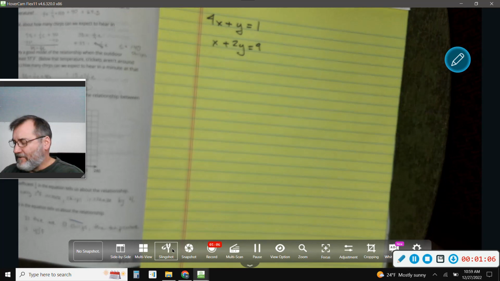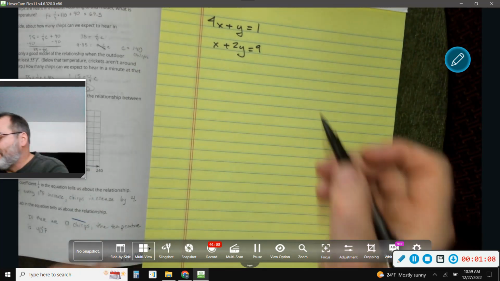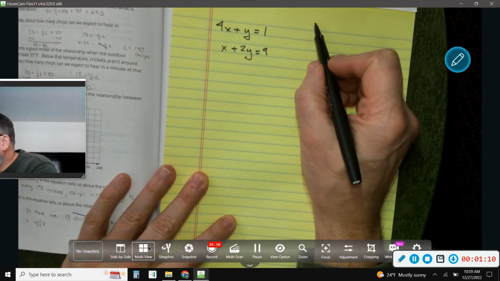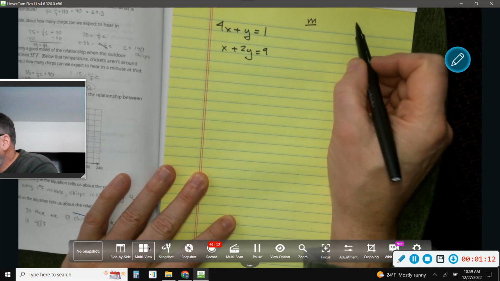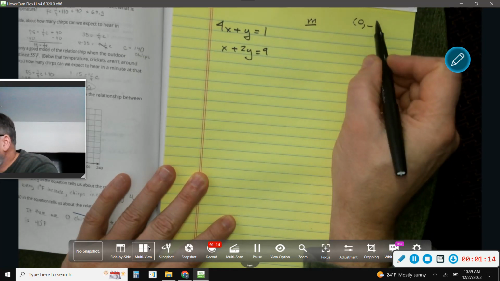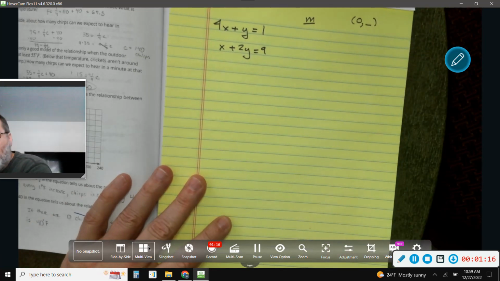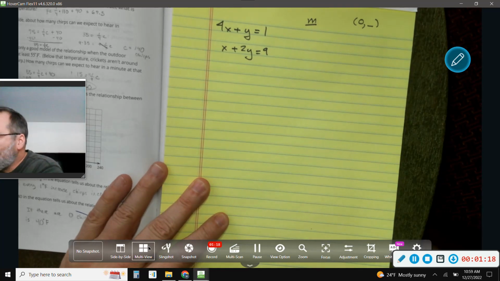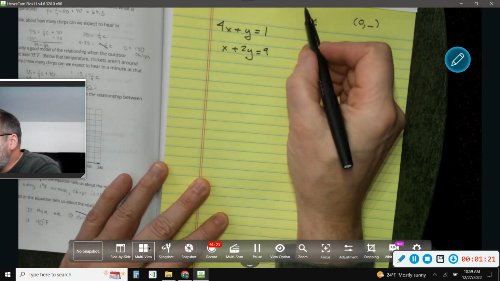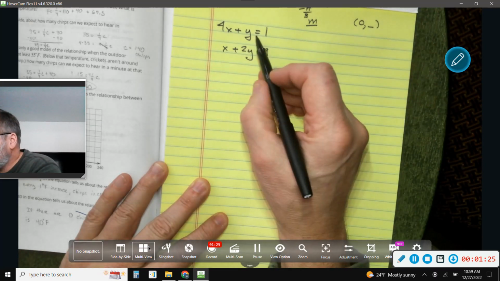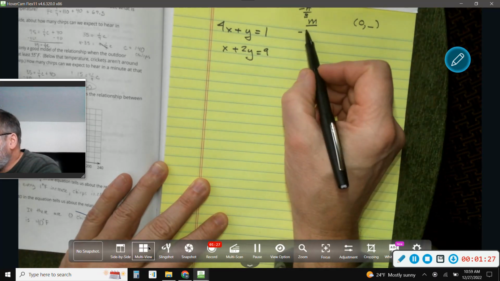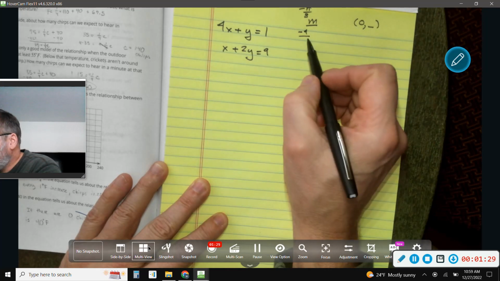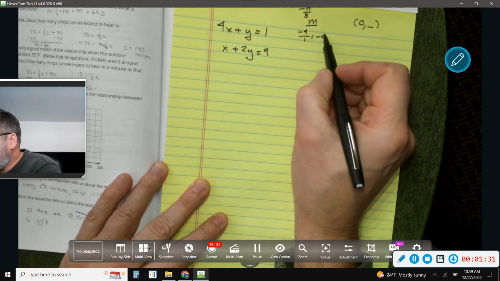All right, so a couple things I want you to notice again. Let's look at the values of things. I want to find the slope and I want to find the y-intercept. All right, and that'll give me a big clue as to what I'm looking at here. So as you remember, the slope for these things is going to be negative A divided by B. So on this one, we'll have a negative 4 divided by 1. So it's a negative 4.